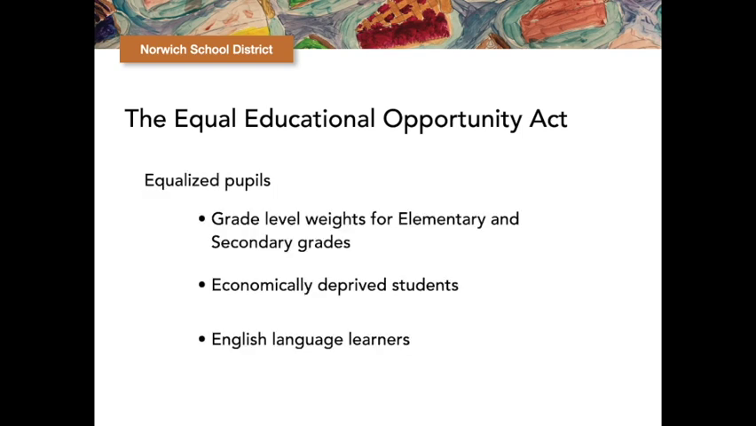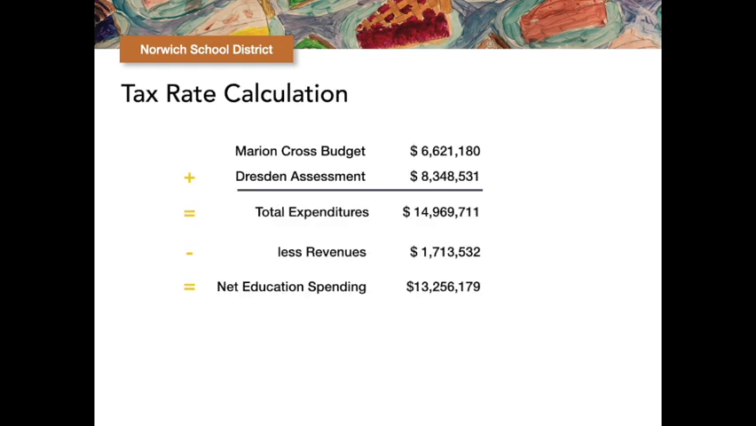those tax revenues. It also introduced the concept of equalized pupils, acknowledging that it costs more to educate certain categories of students. For the calculation of equalized pupils, the legislature identified weights in the following three categories: grade level weights for students in elementary and secondary grades, an additional weight for economically disadvantaged students, and an additional weight for English language learners. This led us to the funding formula that we know today, one that's based on spending per equalized pupil.